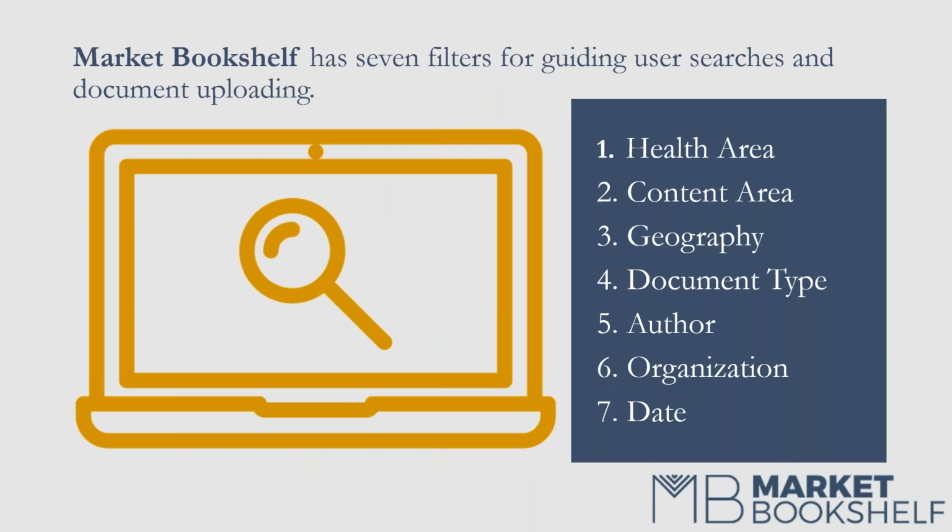So the 7 filters we have are here on the right: health area, content area, which I just introduced, geography, document type, author, organization, and date.